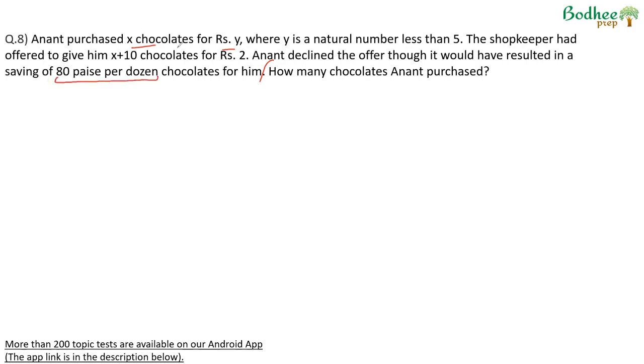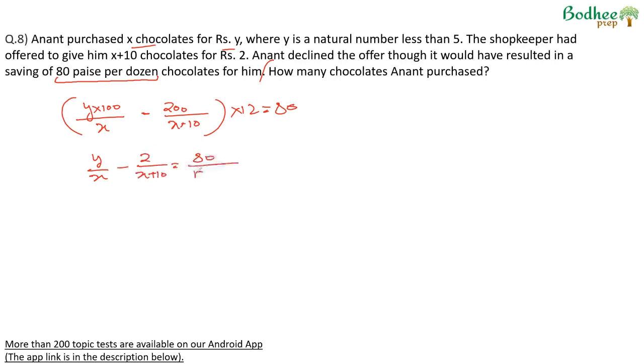80 paisa per dozen. So if we find out the cost per chocolate for Anand in terms of paise, Anand spent rupees y into 100 paisa for x chocolates. He was being offered 200 paisa for x plus 10 chocolates. So the saving per chocolate would have been what he paid minus what he was offered per chocolate. But we are looking at savings per dozen, so multiply by 12 to get the overall saving, which is 80 paise. Taking 12 common, we can say y upon x minus 2 upon x plus 10 will be equal to 80 by 12 into 100.